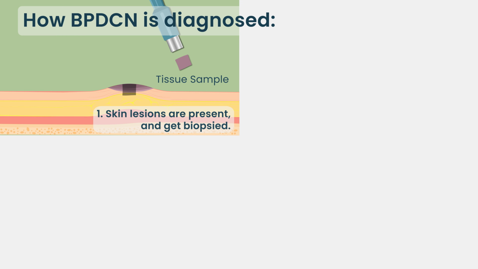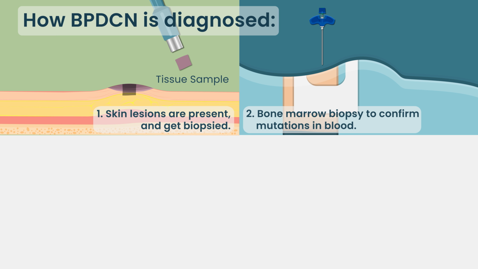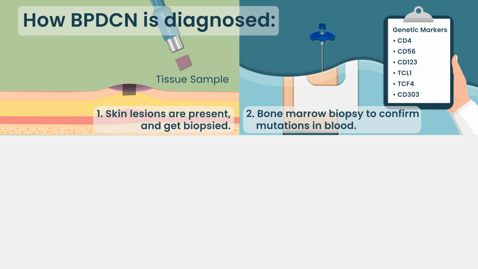Number two, BPDCN does affect the bone marrow and blood like most other leukemia subtypes. And so a bone marrow biopsy with cytogenetics, flow cytometry, and immunohistochemistry is essential in all patients. And usually there we have certain markers that delineate BPDCN from other more common leukemias, and that's usually the triad of CD4, CD56, CD123 positive, along with TCL1, TCF4, and even CD303. So that's one and two, skin biopsy and bone marrow biopsy.